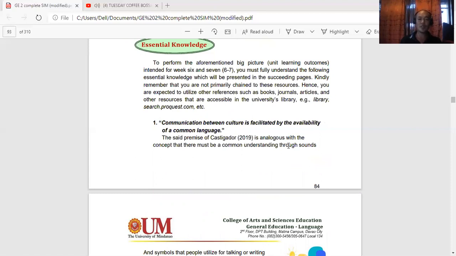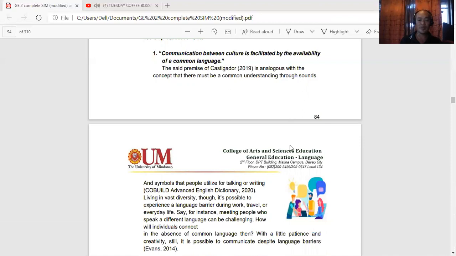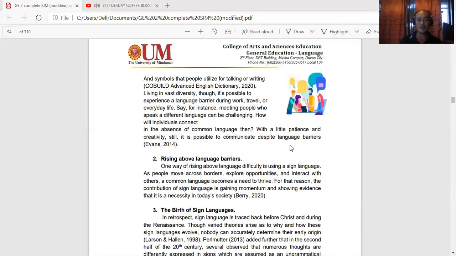Okay, number one, communication between cultures is facilitated by the availability of a common language. So the said premise of Castigador, for example, in 2019, is analogous with the concept that there must be a common understanding through sounds and symbols that the people utilize for talking or writing. Living in vast diversity, though, it's possible to experience a language barrier during work, travel, or everyday life.